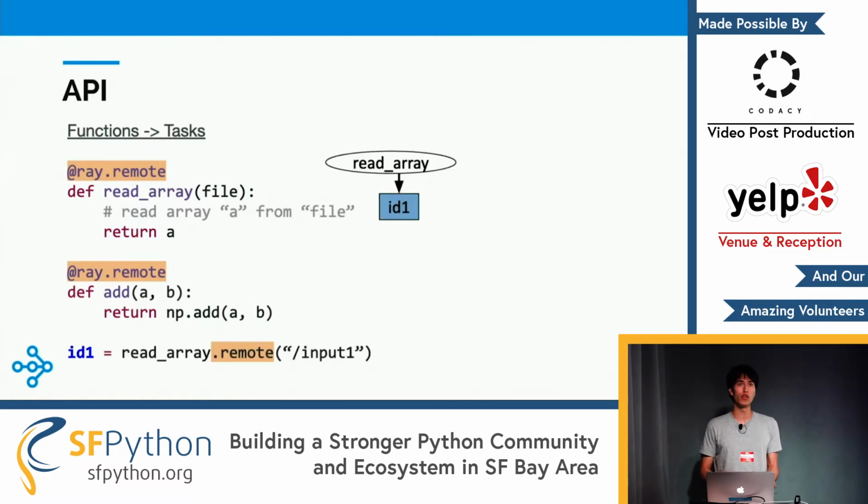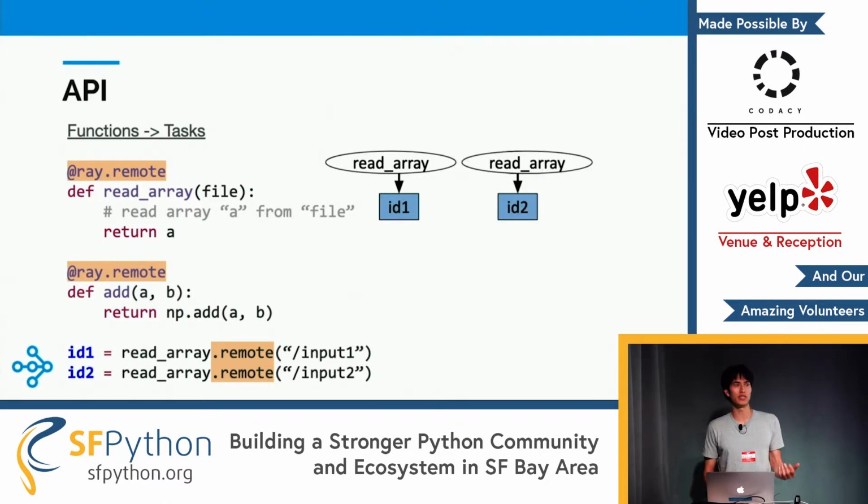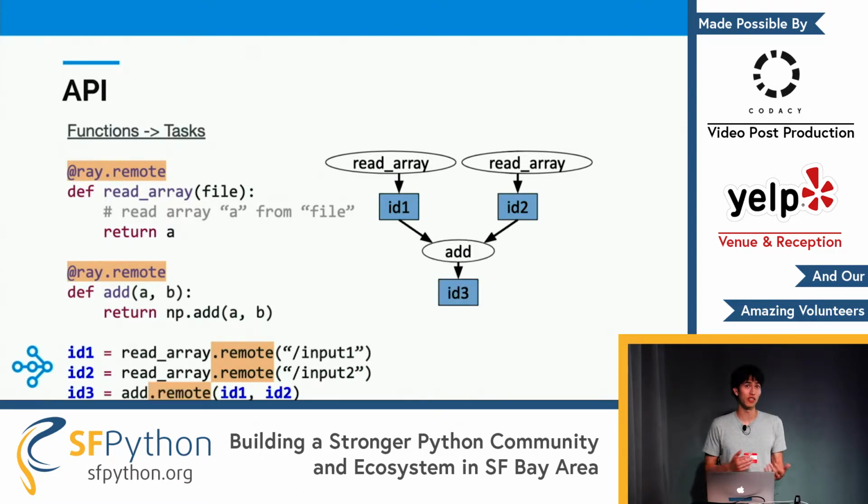And now when you invoke one of these functions, it immediately returns a future, or this object ID, which refers to the eventual output of the computation. It submits the function as a task to run asynchronously in the cluster somewhere in the background. Because it returns immediately, you can submit a second copy of the task, and those two will run in parallel because the first one hasn't finished yet. And of course, you can submit a third task that depends on the first two.